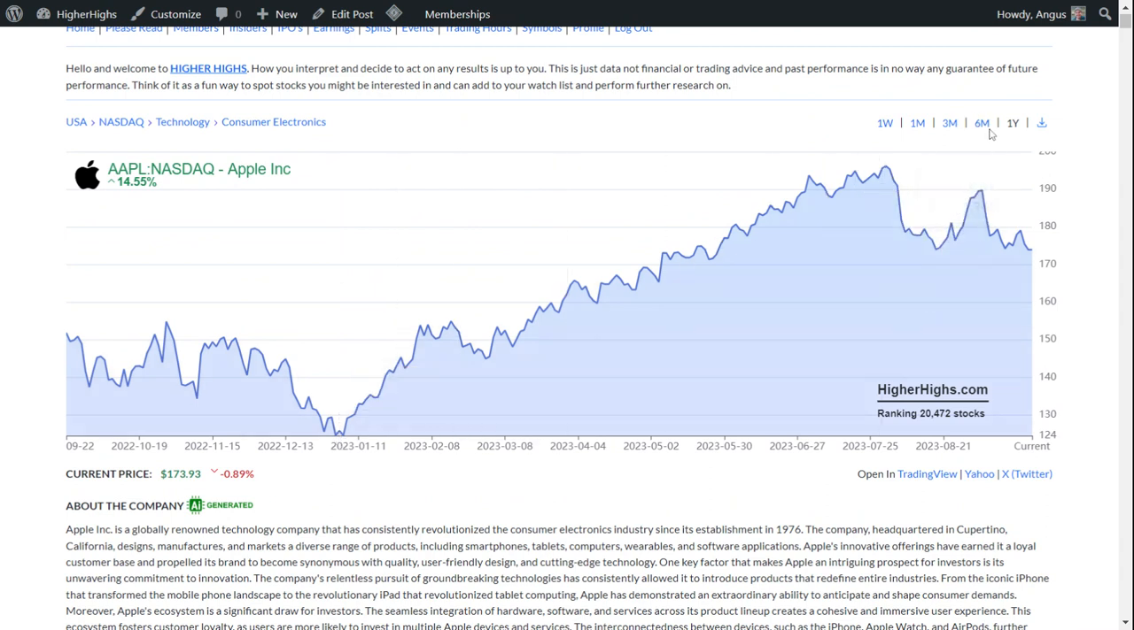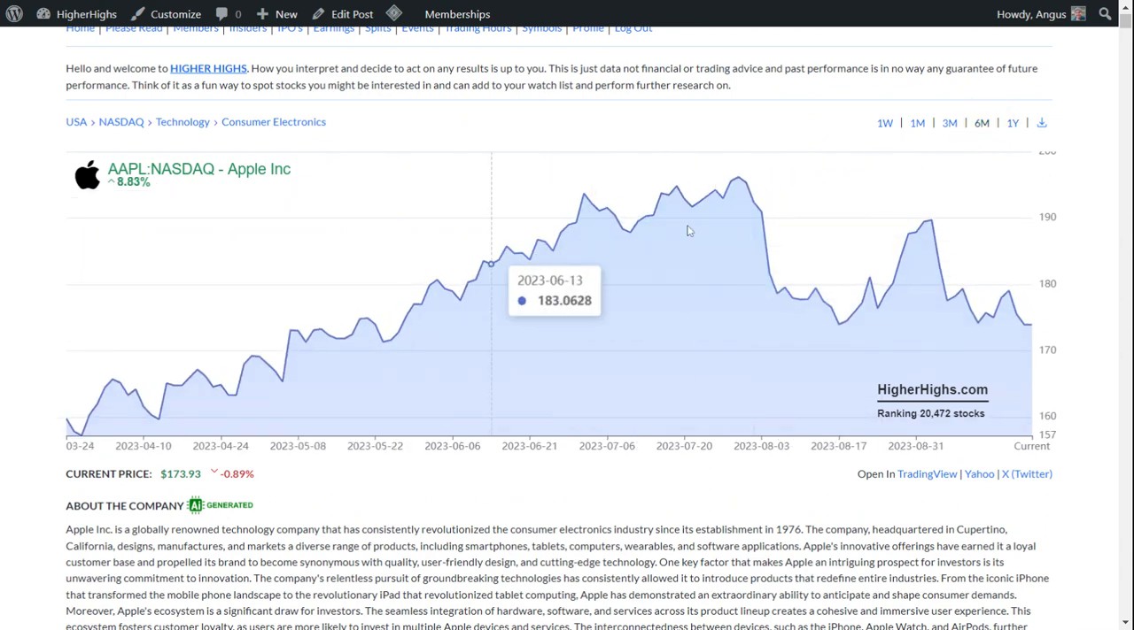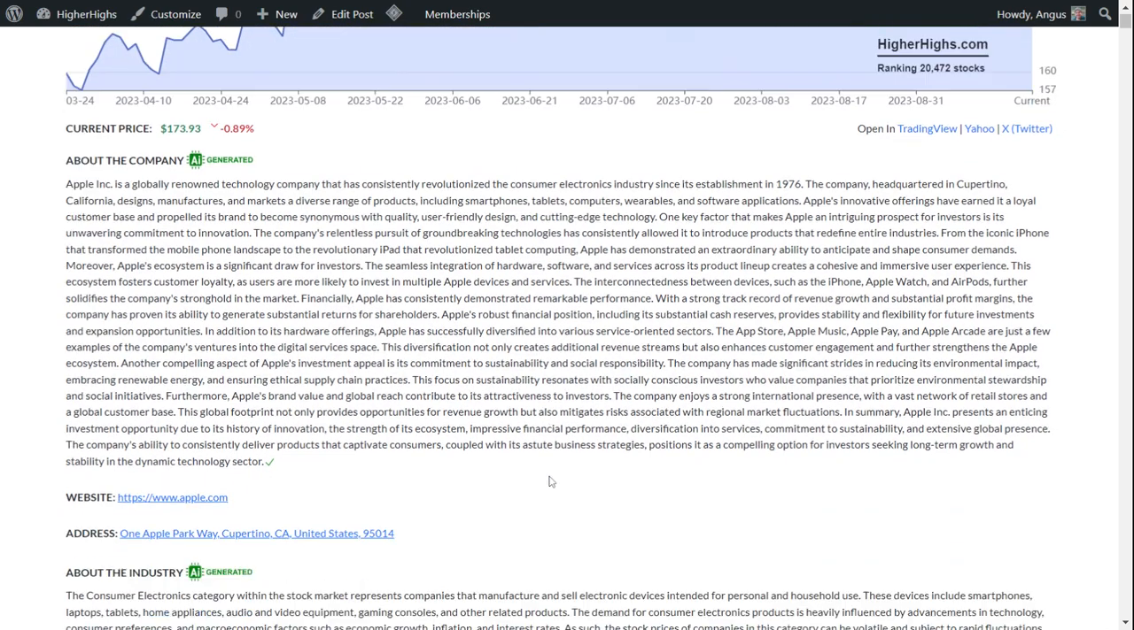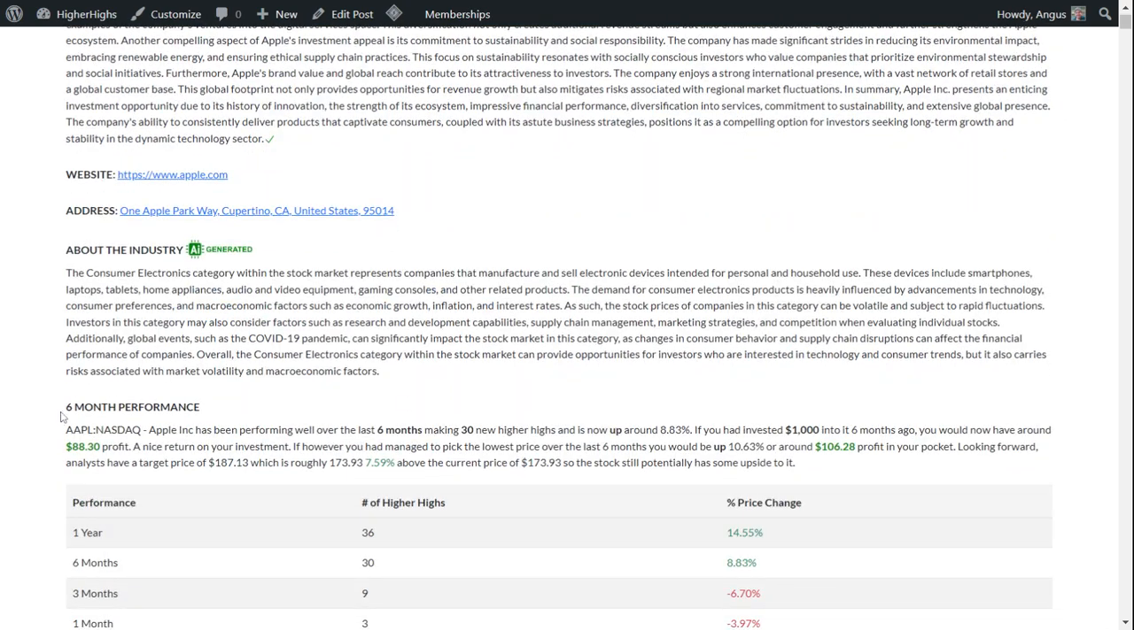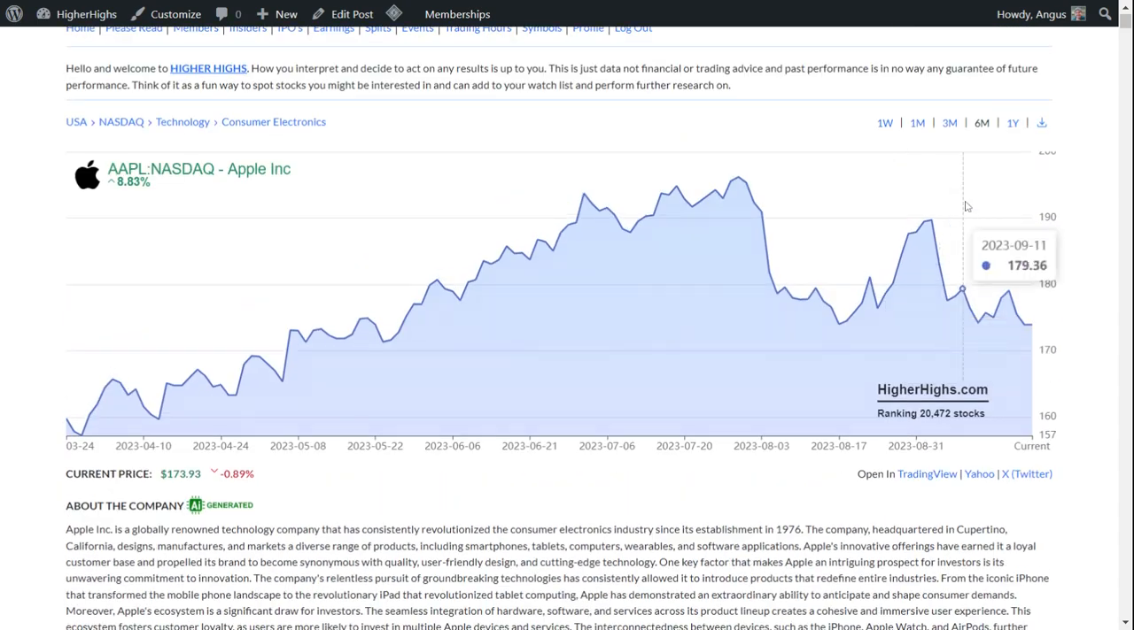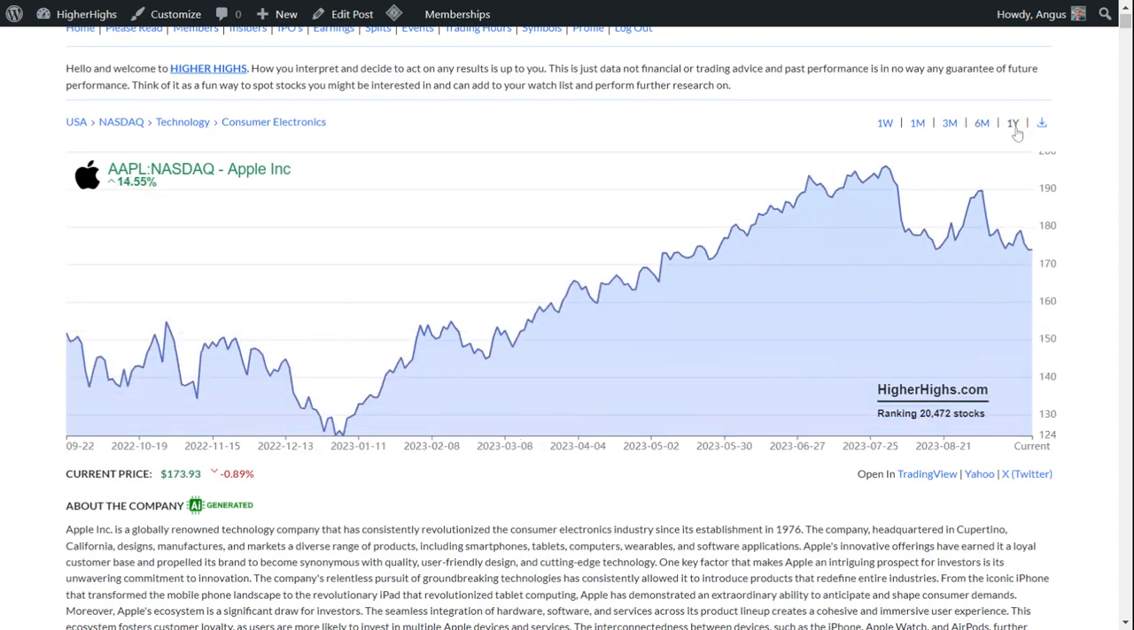And you can change the chart values depending on what timelines you're interested in. This bit updates, you can see, 6-month performance talks about an 8% return versus a 10% return if you've managed to pick that low. And so that changes some of the data on the page.